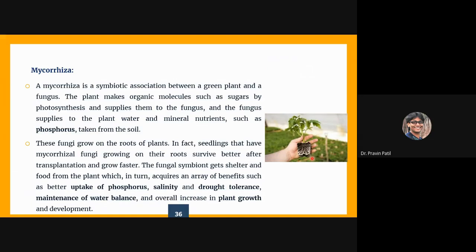The plant makes organic molecules such as sugars, which are provided to the fungus as an energy source, and in return, the fungus supplies the plant with water and mineral nutrients such as phosphorus. So this is basically involved as a phosphorus solubilizing agent. Apart from that, they provide drought tolerance. What we understand by drought tolerance is that they have the ability to hold as much water as possible. So they maintain the water balance, and ultimately they maintain the overall plant growth.